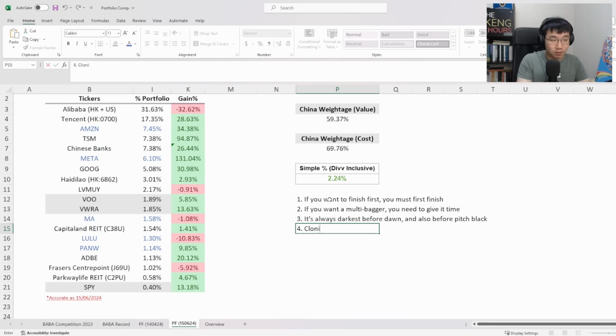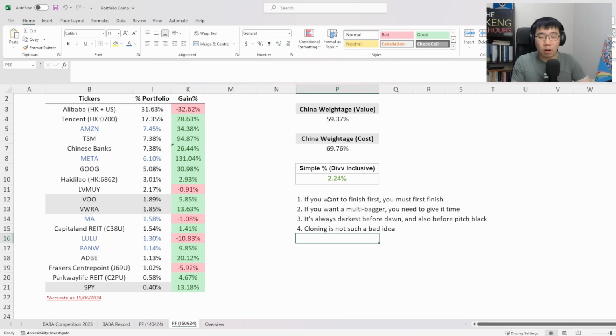Point number four, I would say that cloning is not such a bad idea. I think contrary to many things in life, since young, we are told that we should not copy people's work, we should not copy people's tests. That's basically cheating. When you go to university, you cannot plagiarize. You need to make it your own, distill the insights, and then create your own product. But contrary to popular belief, at least in the investing space, I think you should shamelessly copy.